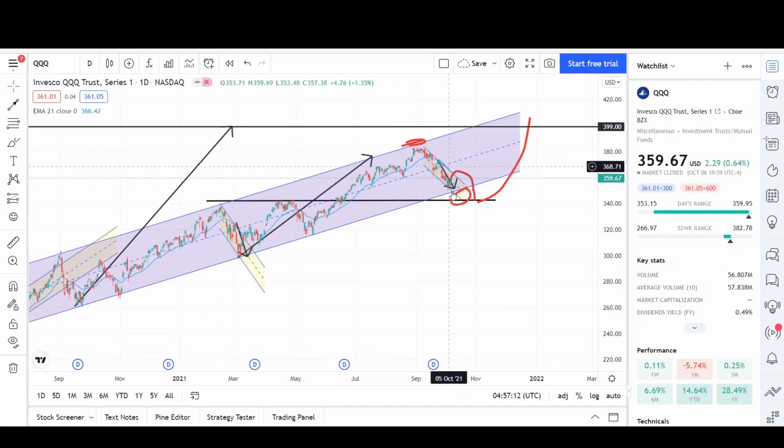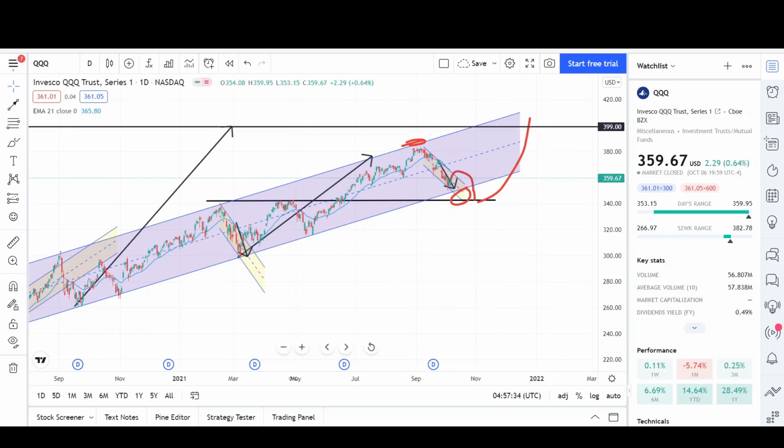So we're pulling back. I expect a small reversal in the short term, which will lead to more selling in the future, and we'll probably find support at this 342 level, 343 level, and then from there I expect a bounce, because it's the first break of this purple channel, and it will probably run all the way up to the highs and probably even surpass it to this $400 level.